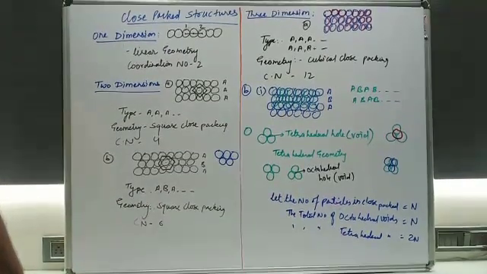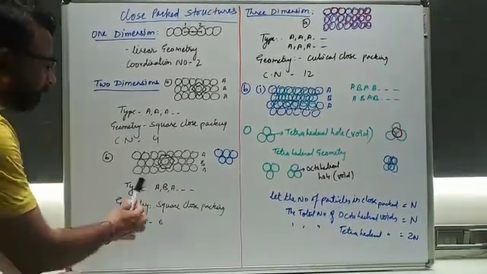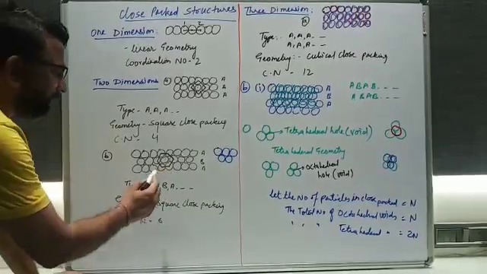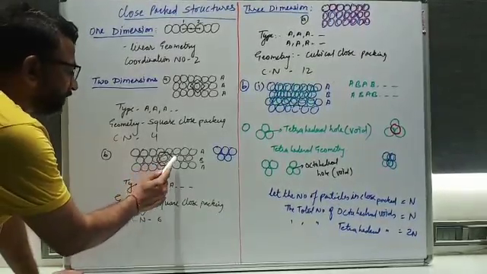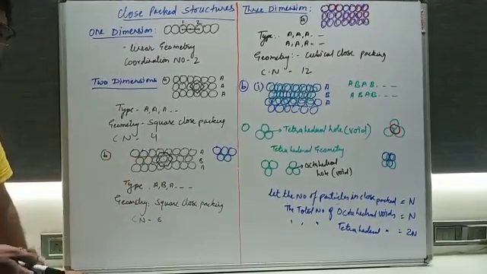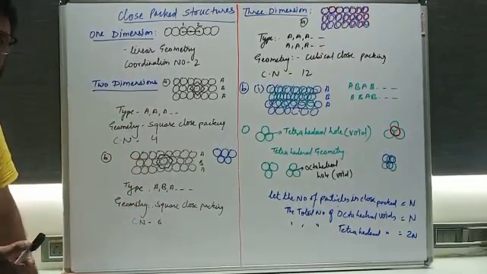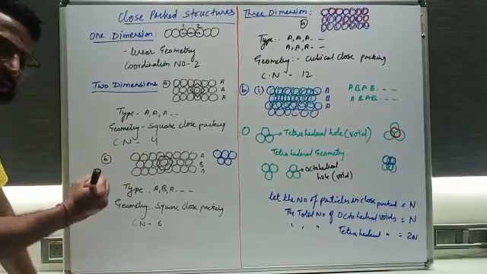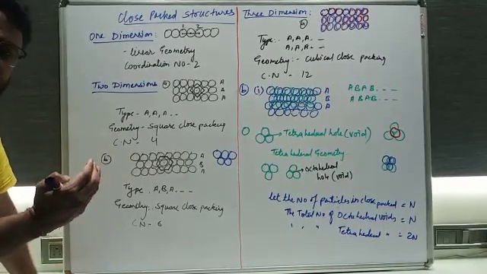So let's discuss that geometry. Now if it is a central particle, then how many particles are connected to this? 1, 2, 3, 4, 5, 6 particles are connected. So in case of the 6 particles, you will see that this is called a hexagonal geometry. So this packed structure is called a hexagonal close packed structure.